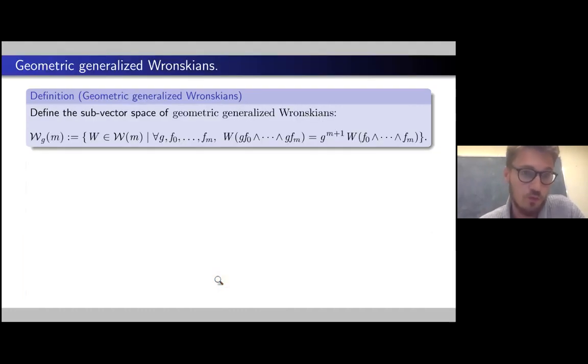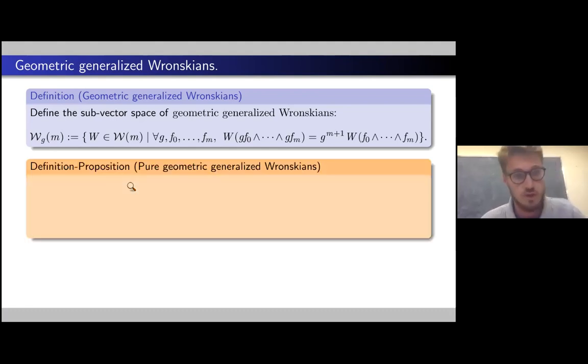That being said, this is the usual background on generalized Wronskians. We will now introduce what we call geometric generalized Wronskians, and it's simply defined in the following fashion. You consider the subvector space defined as follows. You take the generalized Wronskians that satisfy the following homogeneity property. If you take M plus 1 functions, multiply all of them by the same function, and evaluate a Wronskian on it, you ask that this function comes out, and the only possible power is M plus 1. The first natural question is to find, among the pure generalized Wronskians, the ones that are geometric.